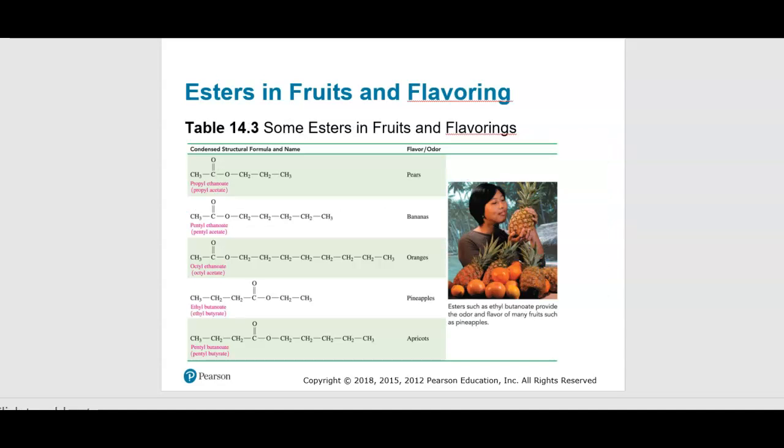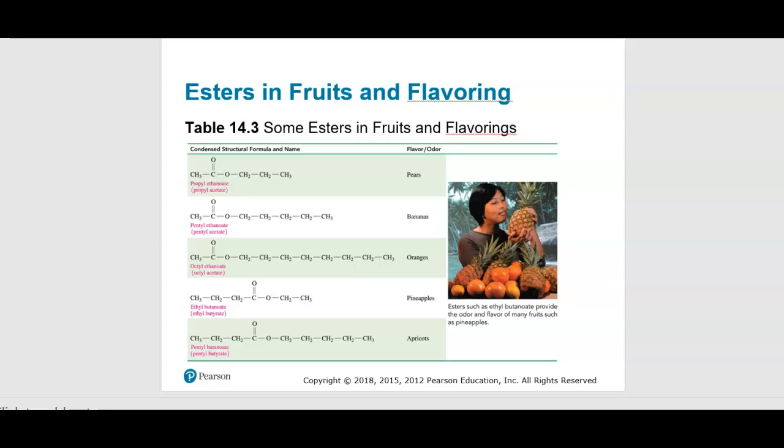And here's some of the chief ones: propyl ethanoate, or propyl acetate, odor of pears. Then there's pentyl ethanoate, pentyl acetate, which is bananas. You see these different species of plants, these different fruits. They have their own little spectrum of esters that they put together for their peculiar flavors.